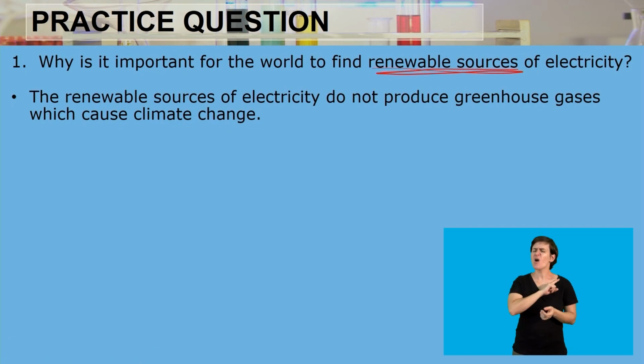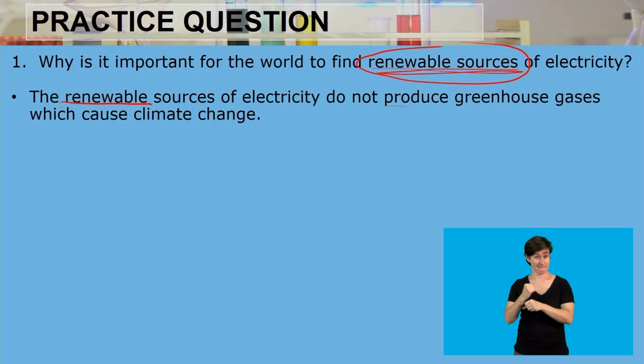So why is it important to find other sources that are renewable in order to produce electricity? The renewable sources of electricity do not produce greenhouse gases. As we have said, coal, the one that we are currently using, produces greenhouse gases, and it can also cause environmental hazards by producing acid rain as the sulfur dioxide dissolves in the atmosphere. The renewable sources do not produce the greenhouse gases which can cause climate change. Remember that climate change can be caused by global warming when we are producing carbon dioxide from the non-renewable resources.